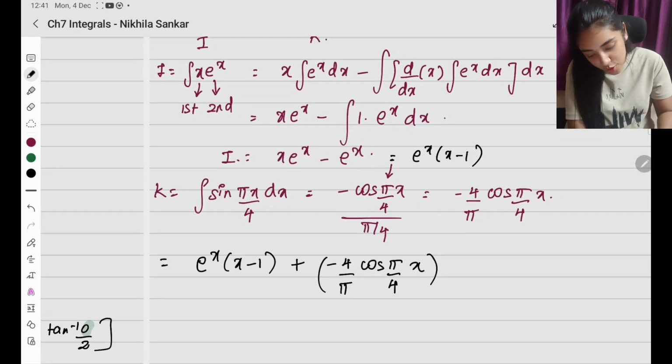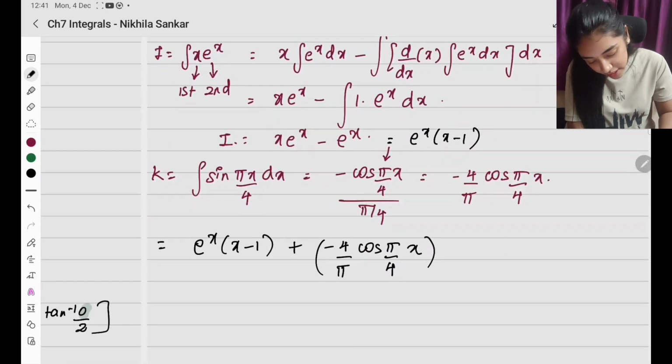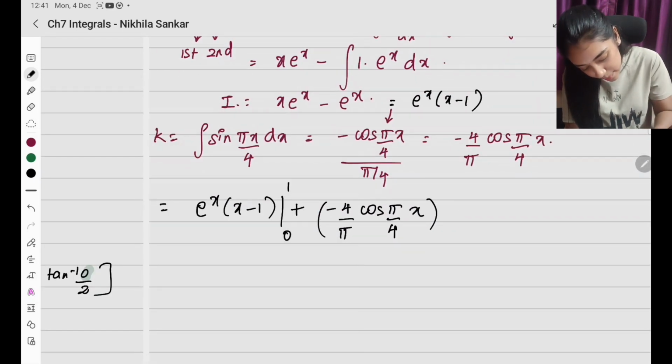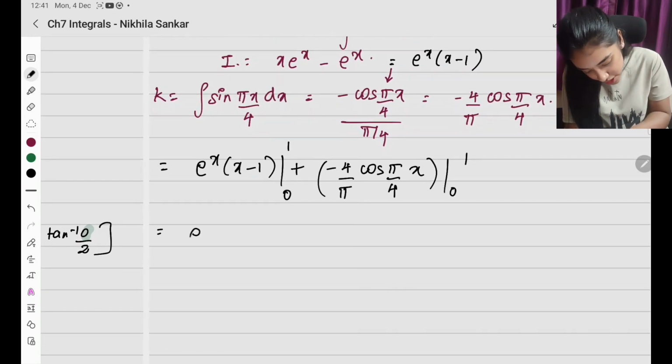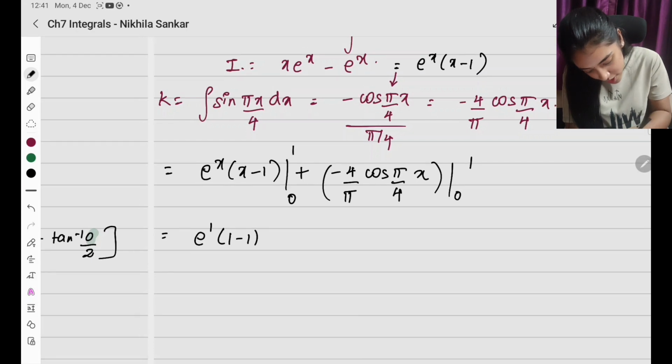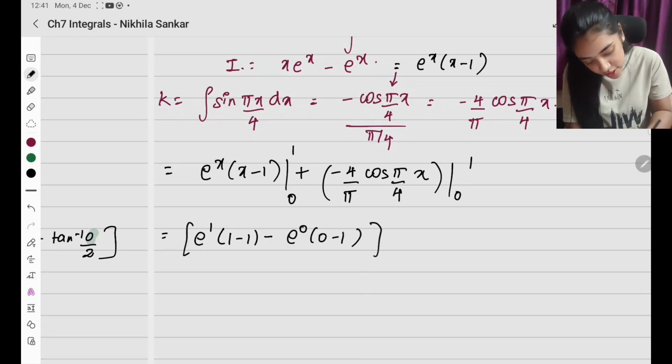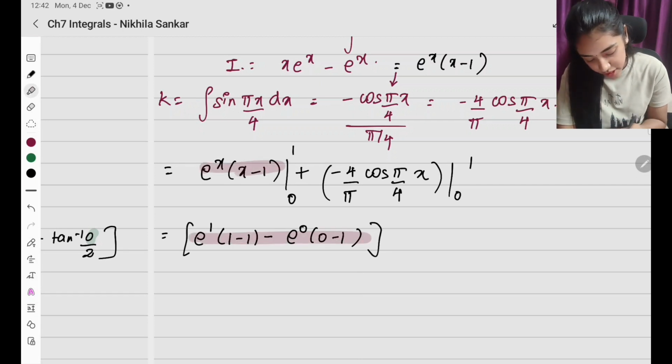Put a bracket because you have minus. What is our integral limit? 0 and 1. So I am going to solve it separately, 0, 1 and 0, 1. When I substitute the values, for the first function I have e to the 1 times 1 minus 1 minus e to the 0 times 0 minus 1. This is the first function.